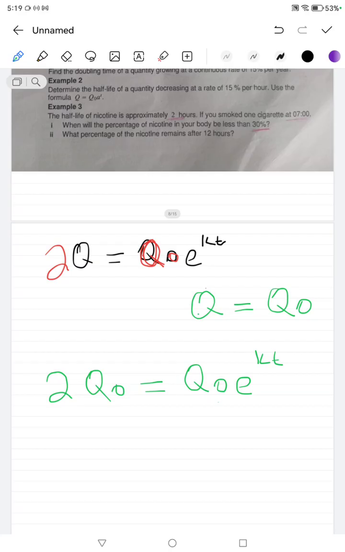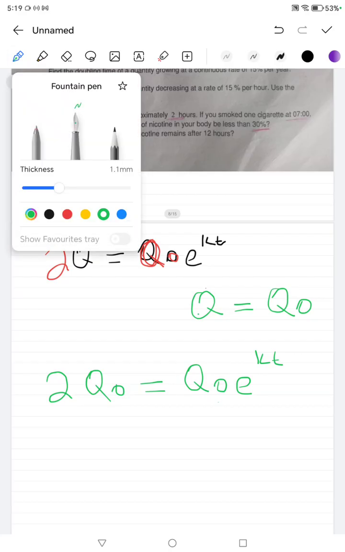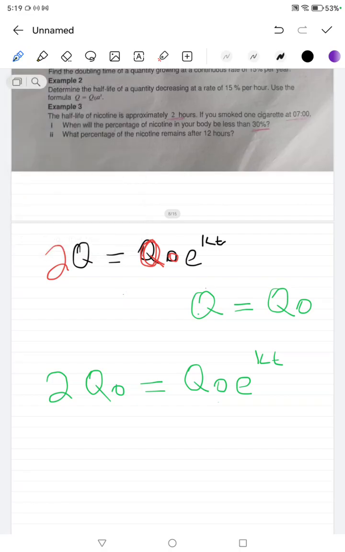So this is basically what they're talking about. Then from this one you can just cancel them out, then you are left with... what I didn't check, what do we have on the time? We have 15% per hour, which means it's just going to be your 0.15.